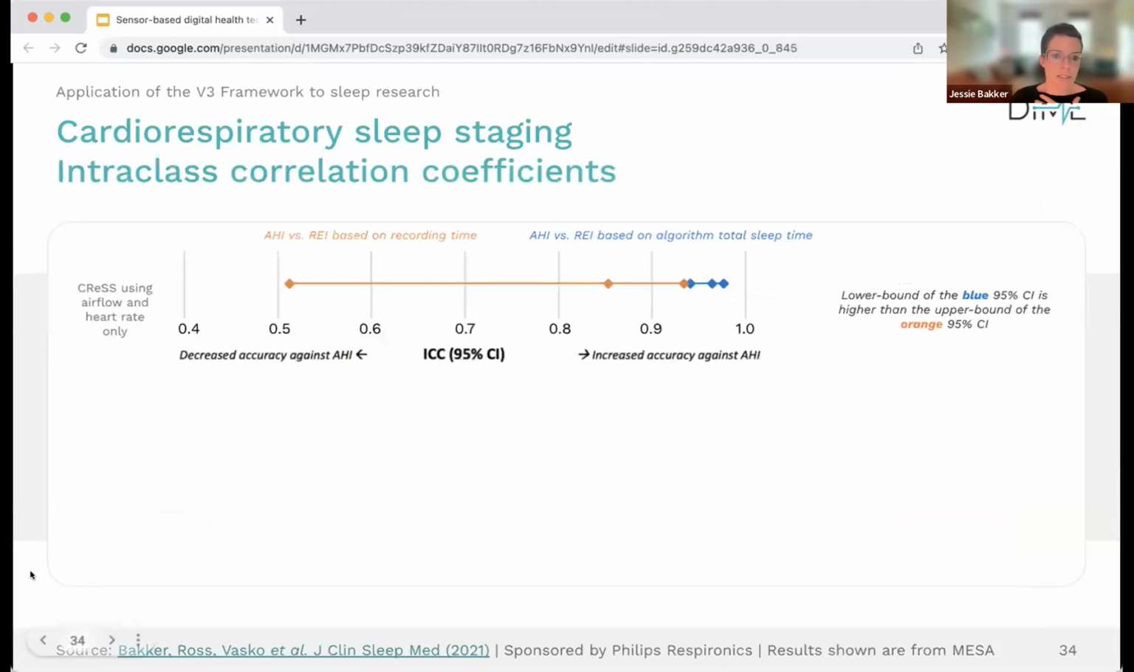Our second objective was to look at the impact on the cardiorespiratory sleep staging algorithm in terms of the accuracy of the respiratory event index. So this figure is a little busy. I'll just walk through each component individually.